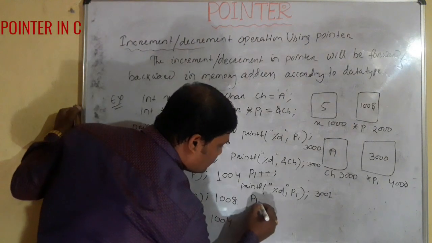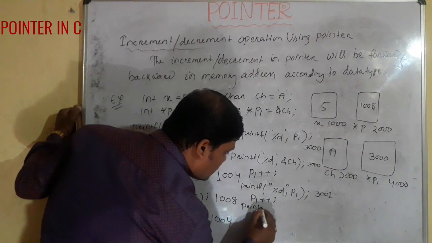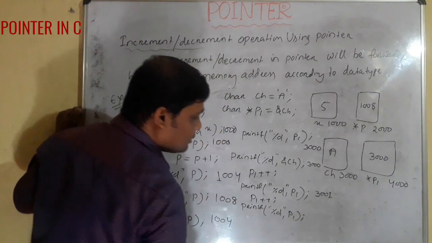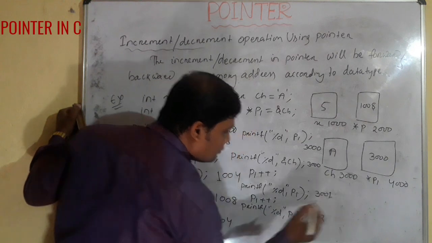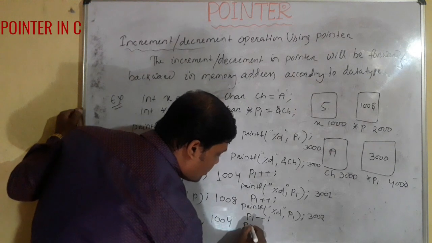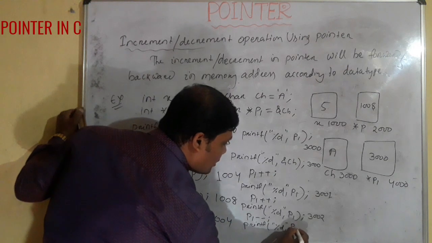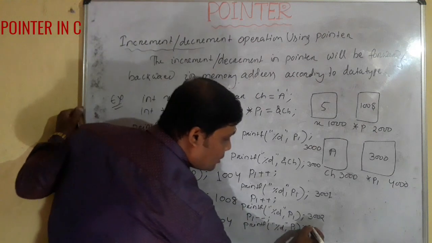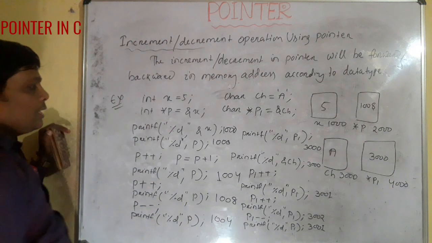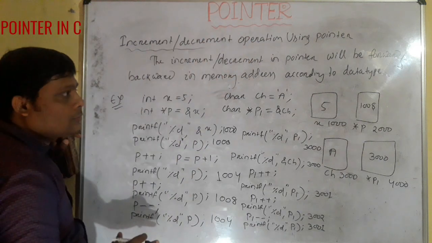Next, suppose I do p1 plus plus again and print printf percent d, then p1. What will it print? 3002. It moves forward by 1 byte. Again p1 minus minus, and I print printf percent d, then p1. What will it print? 3001. Clear? In this way, the increment and decrement operations can be done using a pointer.